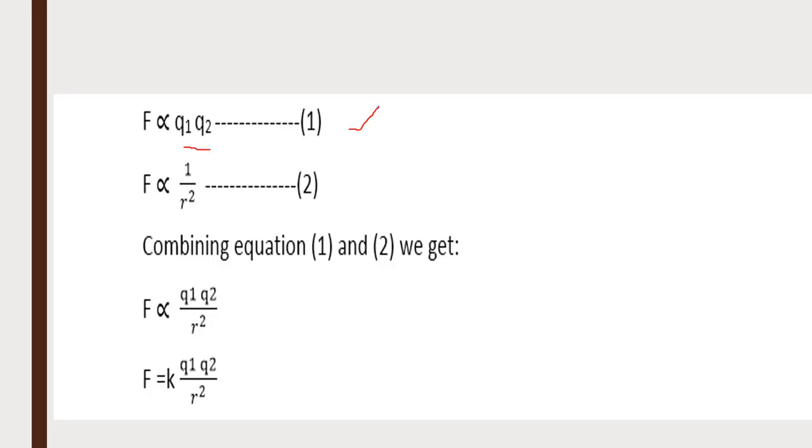So we can take this as equation number 1. Force is inversely proportional to the square of the distance between them, that is equation number 2. Combine both these equations, we get F directly proportional to Q1 Q2 divided by R square. Remove the sign of the proportionality, we get F is equal to K Q1 Q2 divided by R square. Here K is the constant of proportionality, also known as the Coulomb's constant or electrostatic force constant. This Coulomb force is measured in Newton.